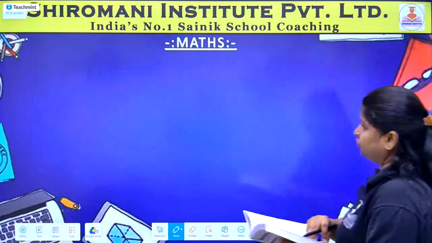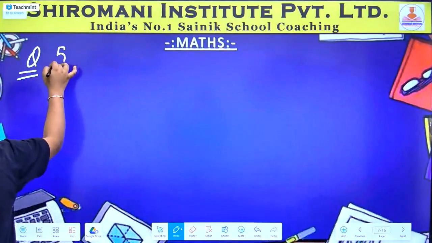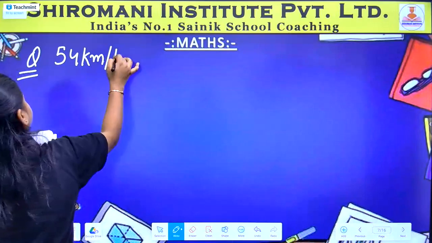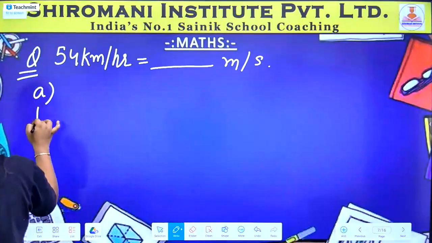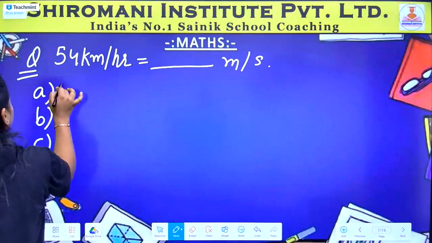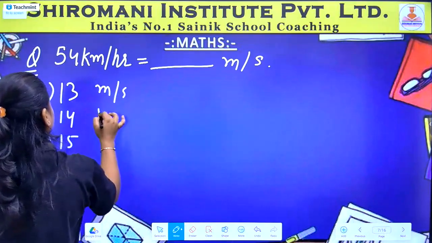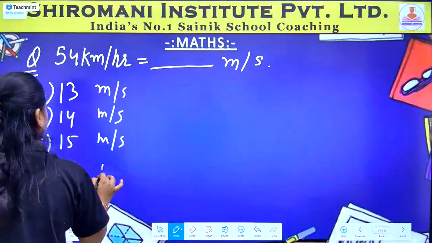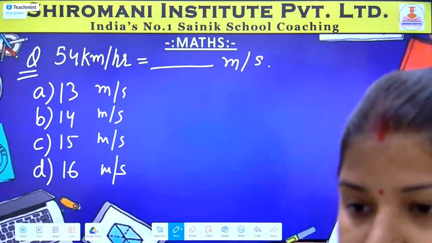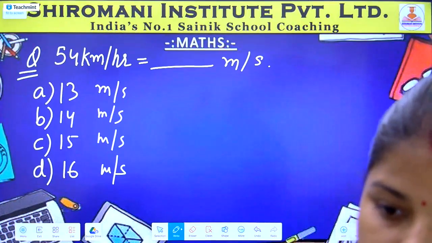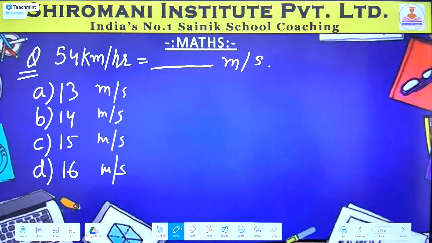Okay, I am going to give you one question. Not one question, two to three questions related to it. Here you go. 54 kilometer per hour into dash meter per second. Quickly, you can do the calculations. Today we are going to do basic questions only, okay? And then we will increase our level.